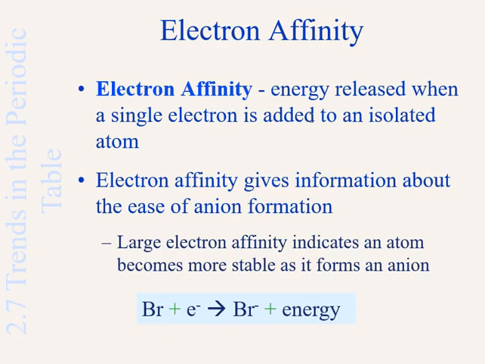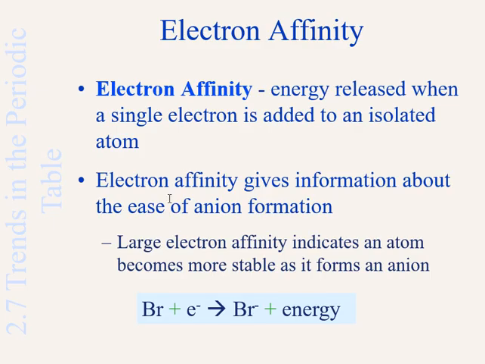Electron affinity finally is the energy released when a single electron is added to an isolated atom. So we learned how nonmetals want to gain electrons. Well, nonmetals, when they gain electrons, they don't require energy. Rather, they release energy. When they release energy, we write it on the right side of this form of equation, which we will talk about starting in the next chapter. Okay, so energy is released.